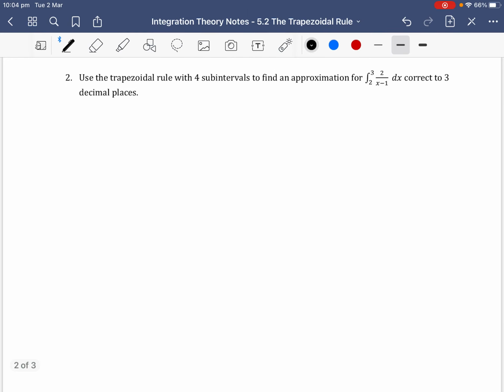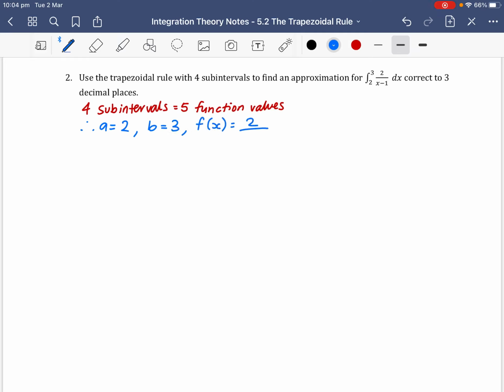Okay, our next example says to use the trapezoidal rule with 4 subintervals to find an approximation for the integral from 2 to 3 of 2 over x minus 1 dx, correct to 3 decimal places. So we have 4 subintervals. That means we're going to need 5 function values in our table. So identify our a. Our a is 2, our b is 3, our function is 2 over x minus 1, and our n is how many subintervals we have, which is 4.